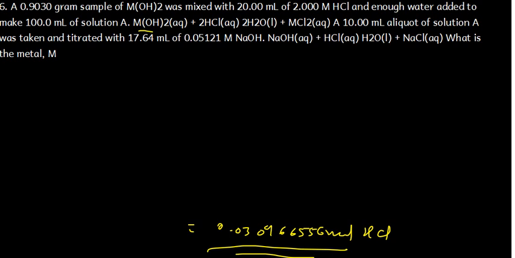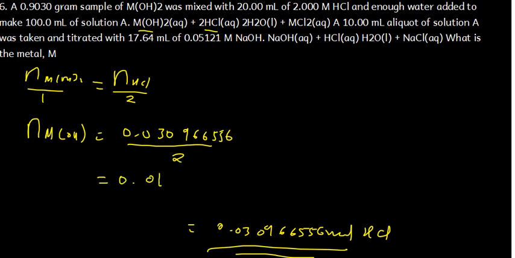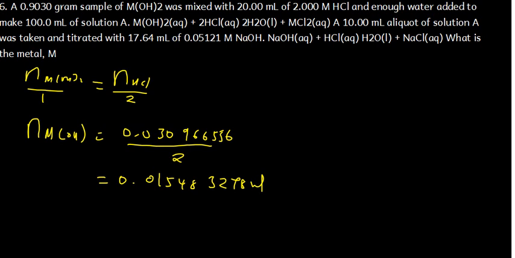Now we can see that 1 mole of this reacted with 2 moles of hydrochloric acid. So number of moles of M hydroxide over 1 is equal to number of moles of what? Hydrochloric acid over 2. So the number of moles of this compound M hydroxide is going to be equal to number of moles of hydrochloric acid, 0.030966556, and then divide that by 2, and that is going to give us 0.015483278 moles. So these are the moles of that compound which did react.